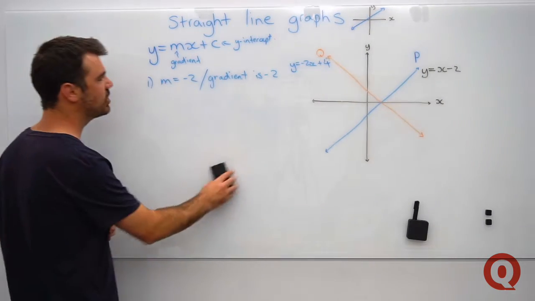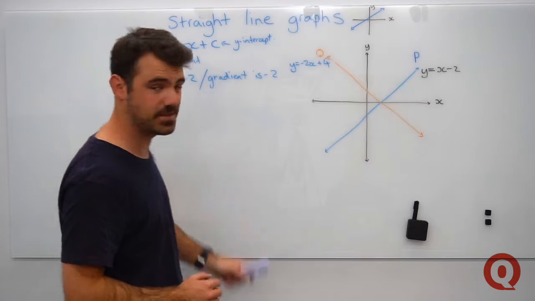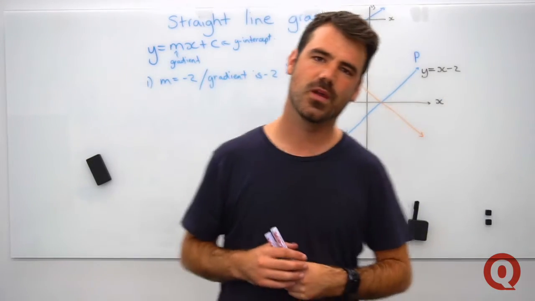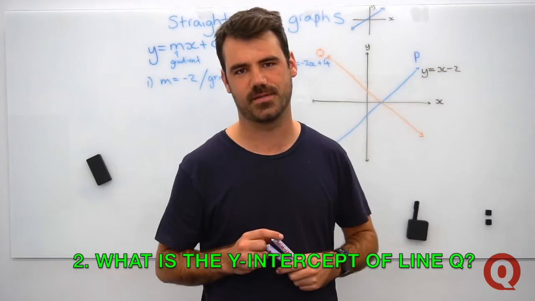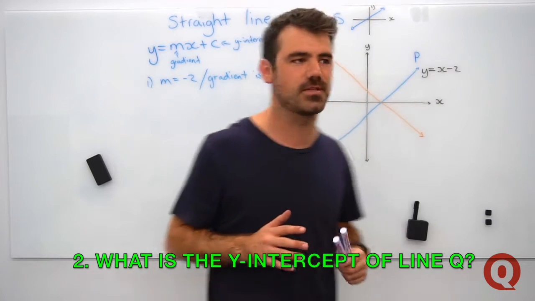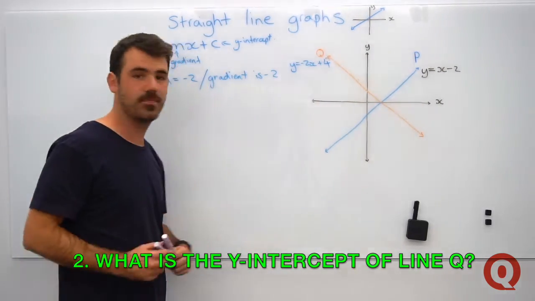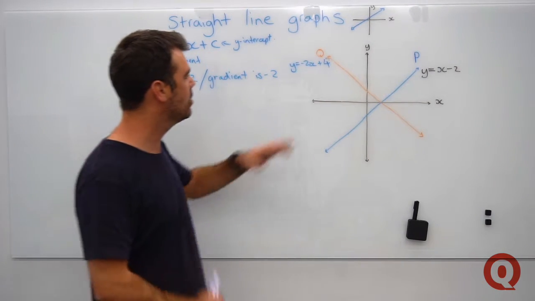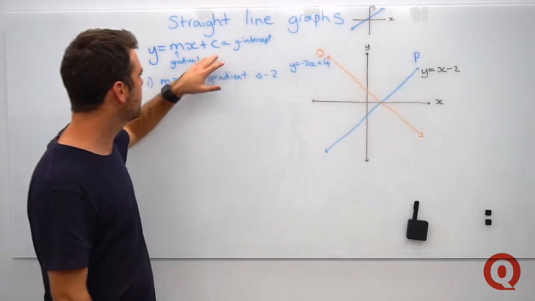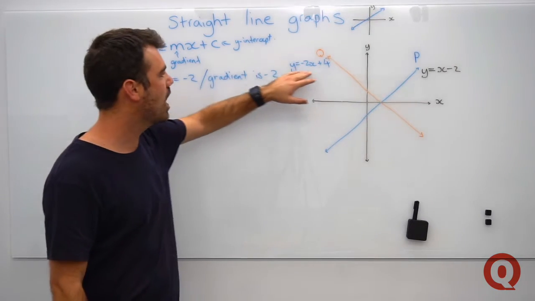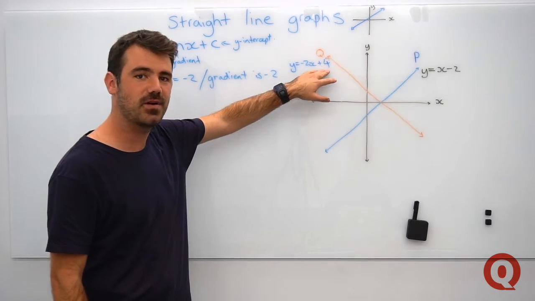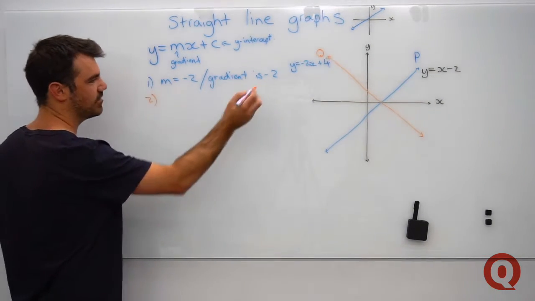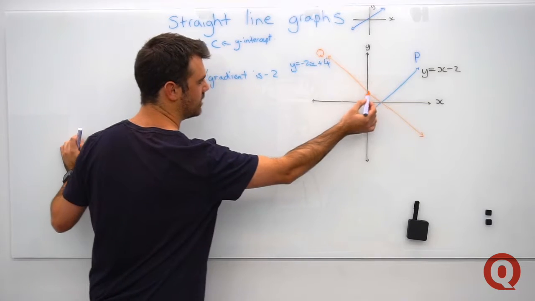Brilliant. Now the next question they've asked us, I haven't written it on the board because I need some space to work with, is: what is the y-intercept of line Q? And that can be done through observation as well. Because what do we know about line Q? We know that C represents the y-intercept, and C is positive 4. So the y-intercept of Q, as you can see, there it is.